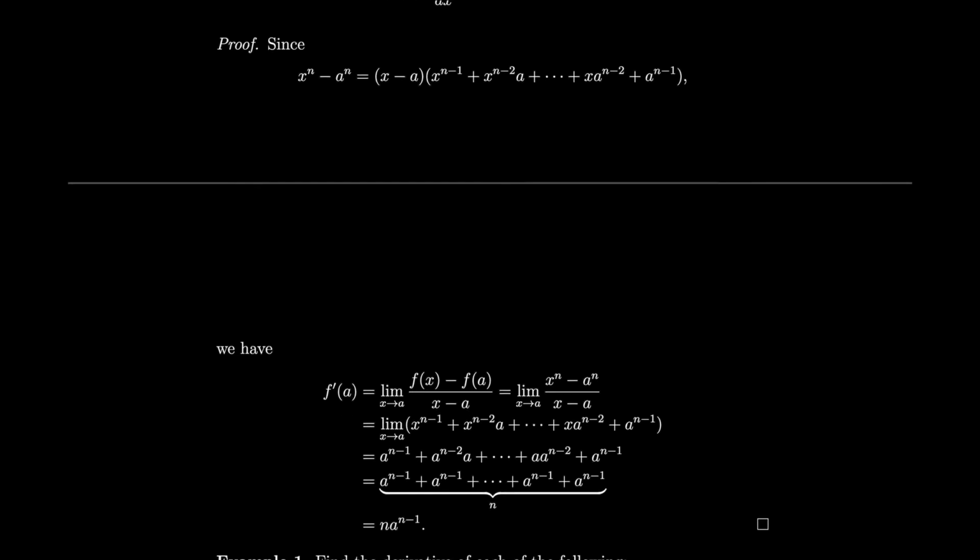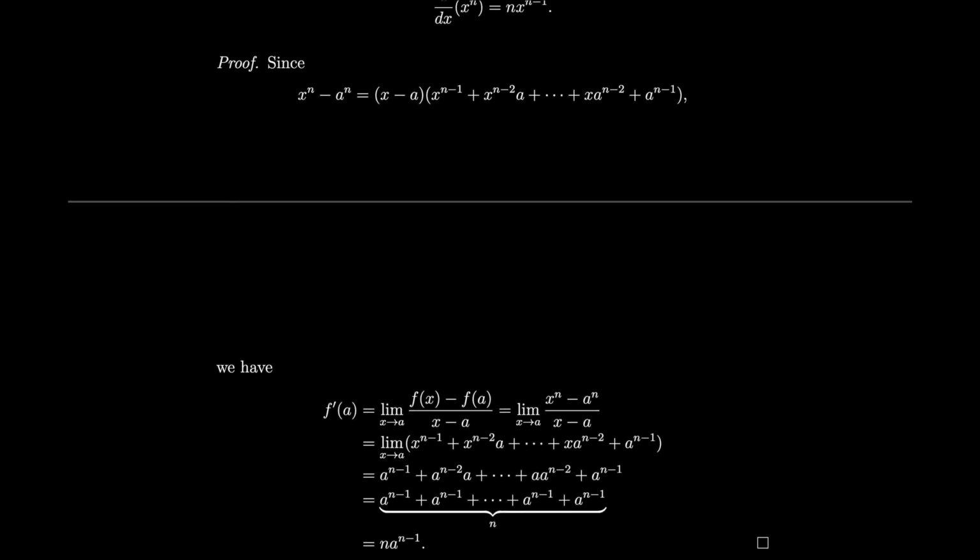So that means that if we wanted to take the derivative, that would be the limit of f of x minus f of a over x minus a. In this case, f of x is x to the n. That's what we're trying to take the derivative of. So f of a, we just plug in a, it's a to the n. So our numerator is this thing that we just expanded.